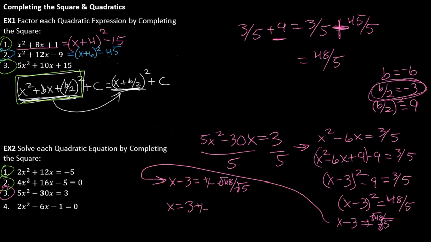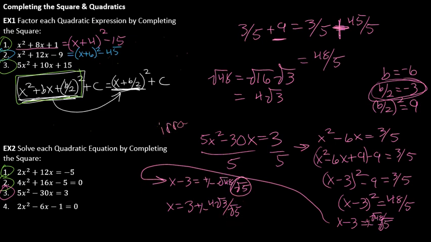And we can simplify. The square root of 48 is equal to the square root of 16 times the square root of 3, which is equal to 4 square root of 3. And again, this right here means that our solutions are irrational.